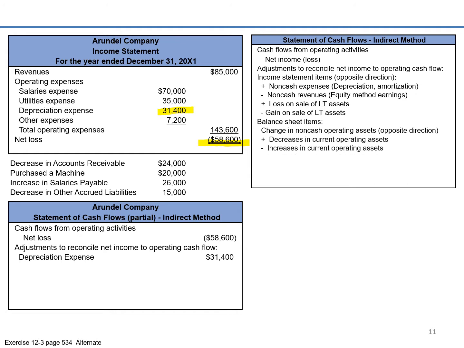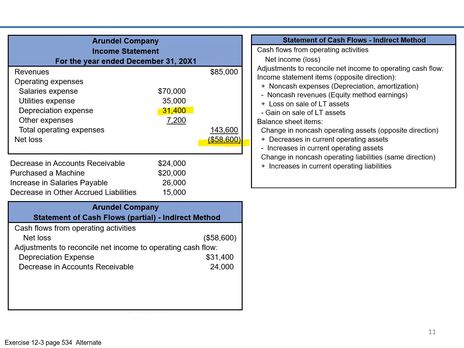Let's see, we've got decreases in accounts receivable. Our decrease in accounts receivable is going to be an increase in cash, because the only way accounts receivable comes off your books, or the primary way, is when customers pay you, right? So that means we have more cash. Purchase a machine, that's not an operating activity. Remember, that's not a current asset or current liability. It's long-term. That's an investing activity, so we can ignore it.